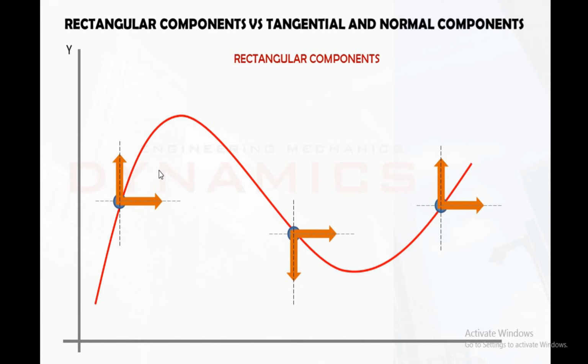So if this is your y-axis, if you try to observe the components of the particle along the curved path, you will notice that the y component of the velocity of the particle is parallel to the y-axis. The same with the x-axis: the x component of your velocity is also parallel to your x-axis. So that is what we studied in rectangular components.